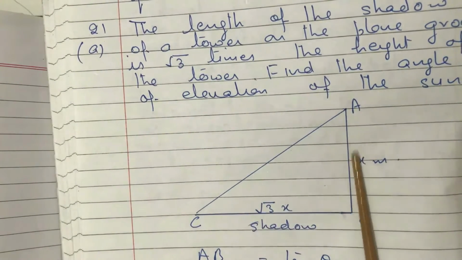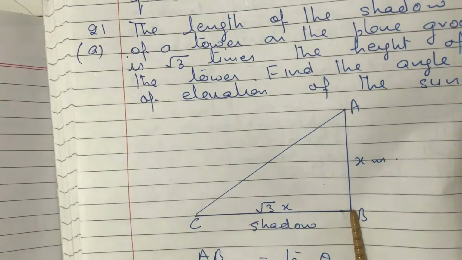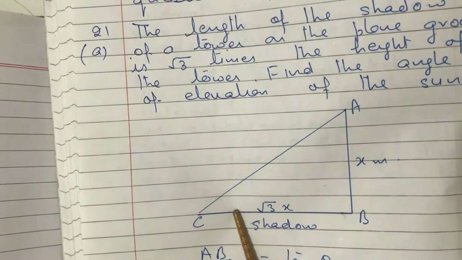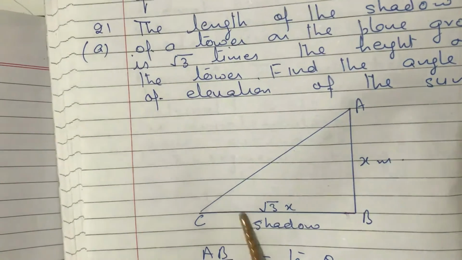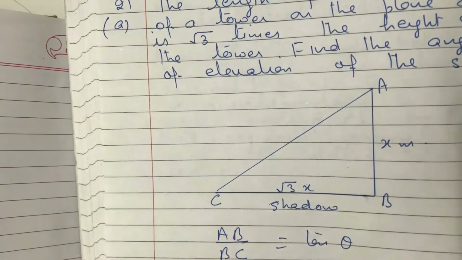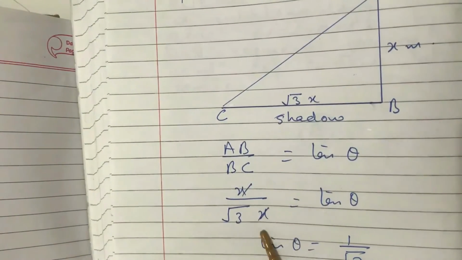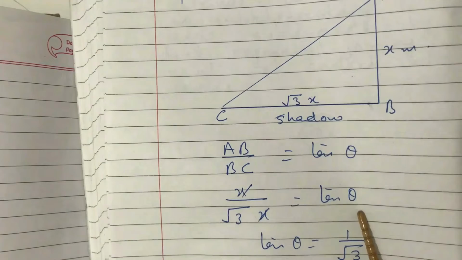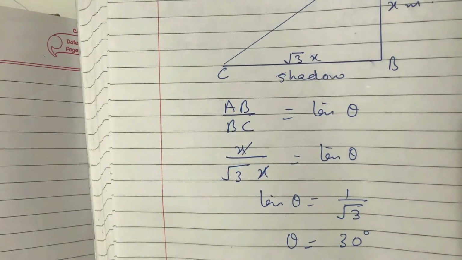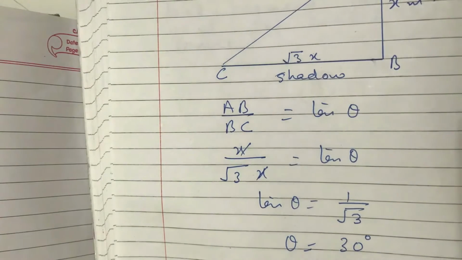So I have this height, I have this base, and I am to find this angle theta, and this angle C is angle theta. So AB upon BC is equal to tan theta. It means x upon root 3x is equal to tan theta. It means tan theta is equal to 1 by root 3. So theta is equal to 30 degrees. So that is the answer.